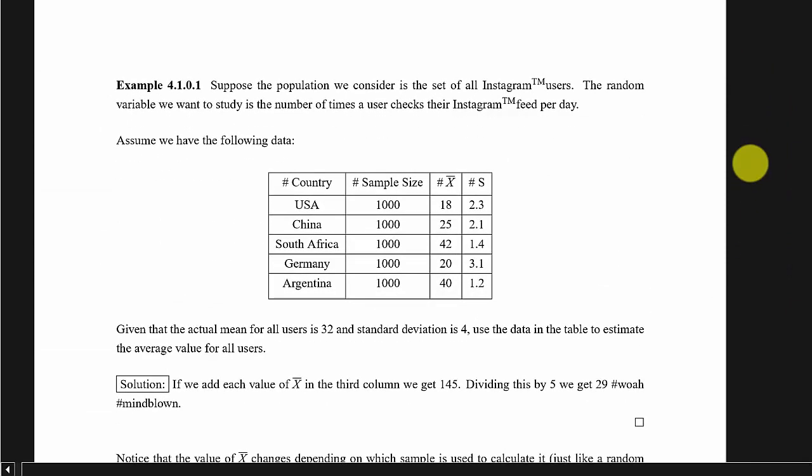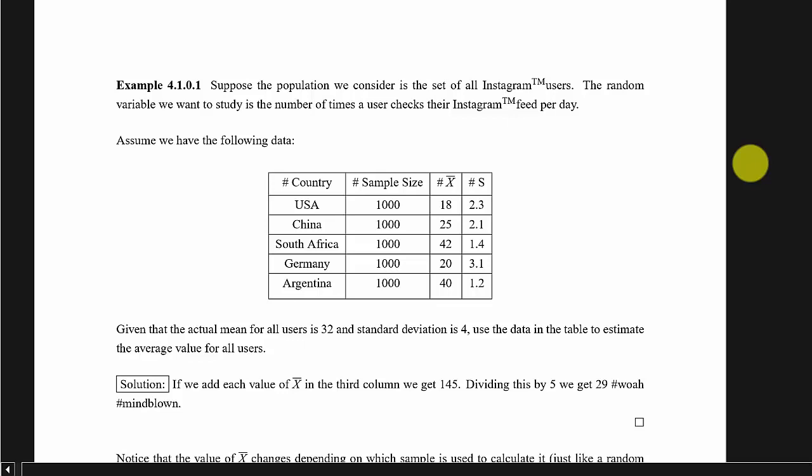All right, so let's look at this. Suppose the population we consider is the set of all Instagram users. The random variable we want to study is the number of times a user checks their Instagram feed per day. Assume we have the following data.